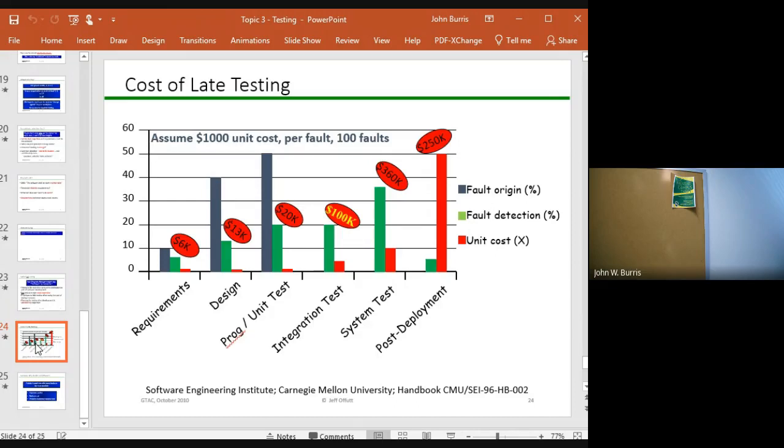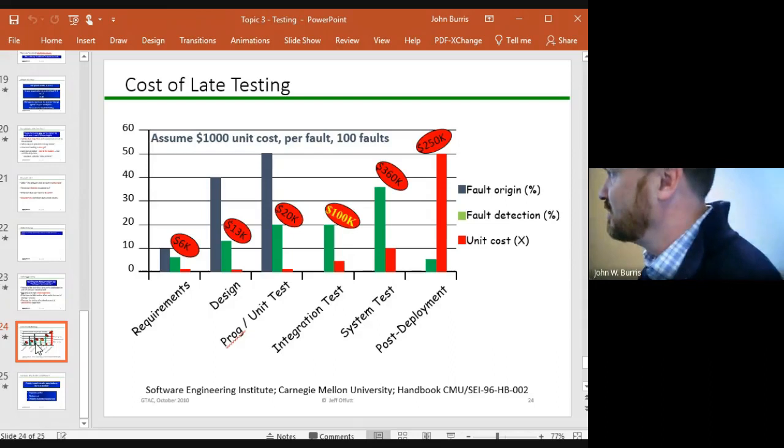Now, programming. It says programming and unit testing. I'm going to show you what unit testing is today inside of Eclipse. But during the programming implementation phase, as you can imagine, this is where a lot of the bugs come from. And we only find, once again, a little bit more than a third of the bugs in there.